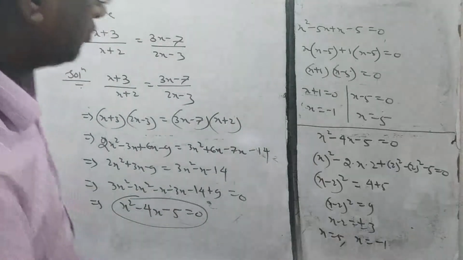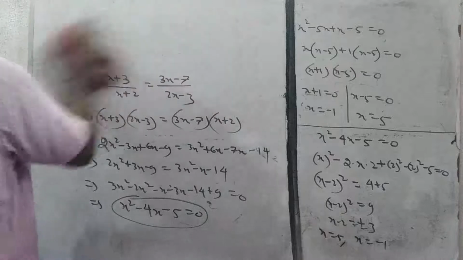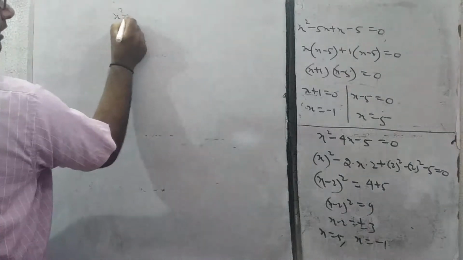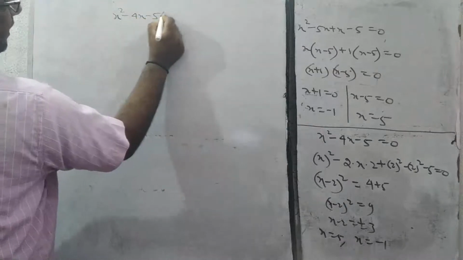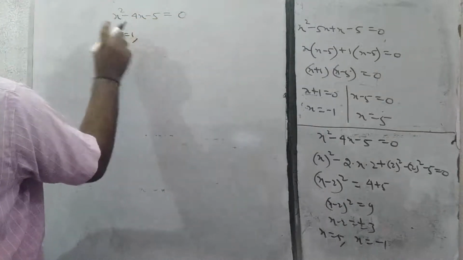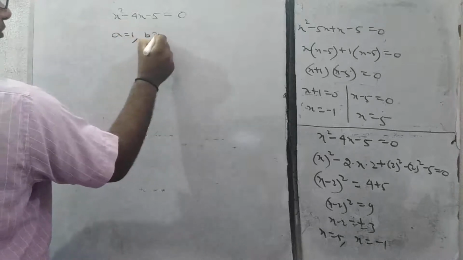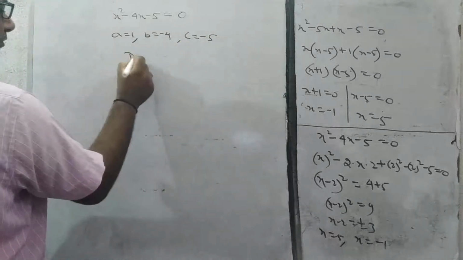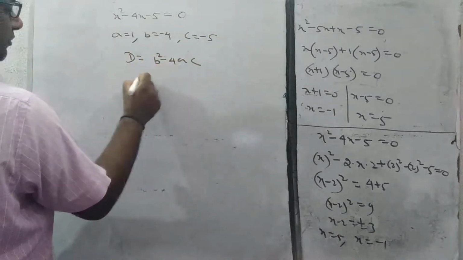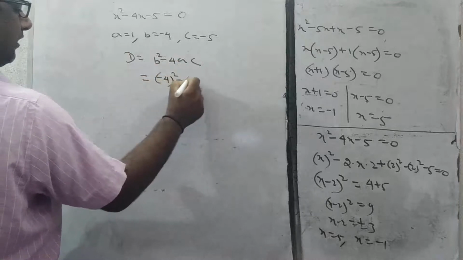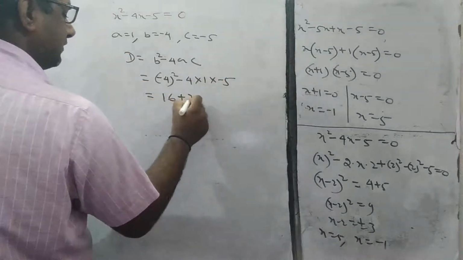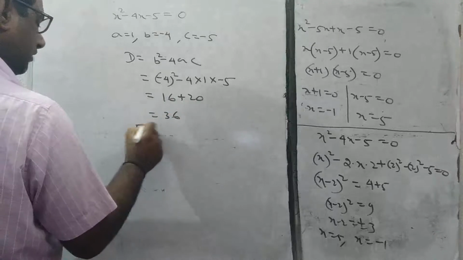If you want to solve this question by quadratic formula, how can you approach? So x square minus 4x minus 5 is equal to 0. Here a is equal to 1, the coefficient of x square, b is equal to minus 4, the coefficient of x, and the constant term is minus 5. So first of all find D. b square minus 4ac, or (minus 4) whole square minus 4 into 1 into minus 5. 16 plus 20, that is 36. So what is the value of root D?